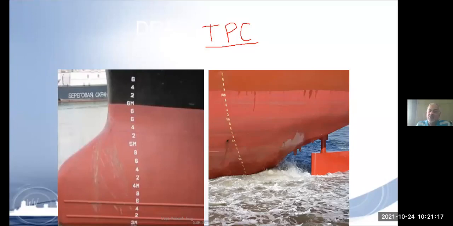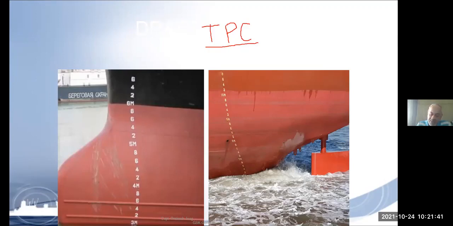Draft is given at 6 places. Tons per centimeter is also provided. The 6 places draft can be read by experts who are trained in that, and ship's officers, of course, are trained to read correct drafts. And people who go on ship as surveyors, for cargo calculation or other purposes, can also read the draft accurately.